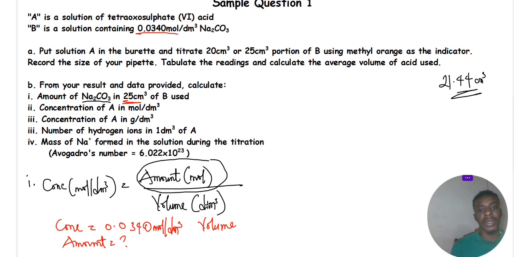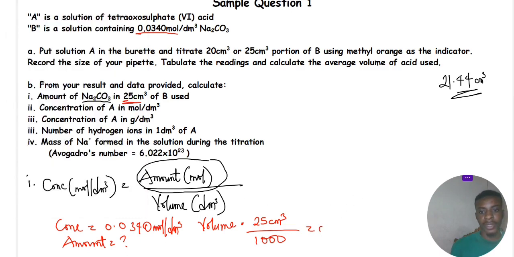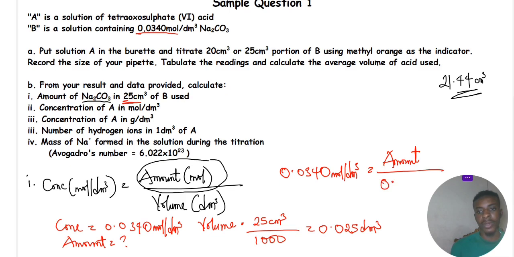But take note, our volume here is in dm cube, so we'll convert the 25 cm cube to dm cube by dividing by 1000. If you divide 25 by 1000, you have 0.025 dm cube. All right, so now let's substitute. Concentration is 0.0340 mole per dm cube, equal to amount, we're looking for amount, over our volume, which is 0.025 dm cube.